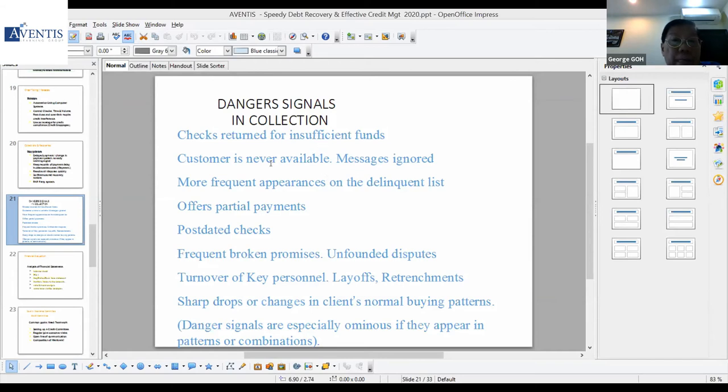So when you have any of these signals appearing in your collection processes, be careful, because it means your customer is in trouble. Like a check returned for insufficient fund is one of what we call danger signals, a bounced check. Of course, at the beginning of the year, sometimes people write the year wrongly. That one is cause for concern because it's a technical error. But a bounced check for no money in the bank account, that is serious because you have to act fast.